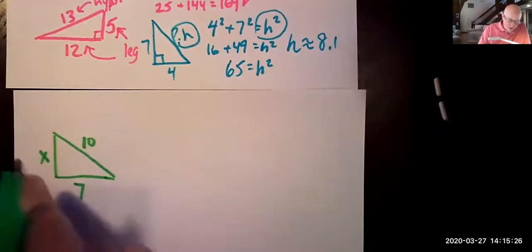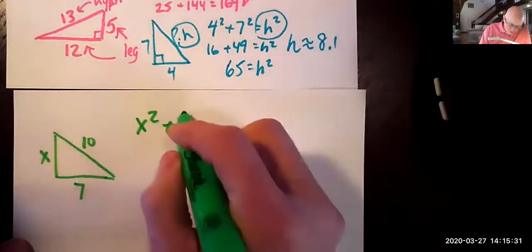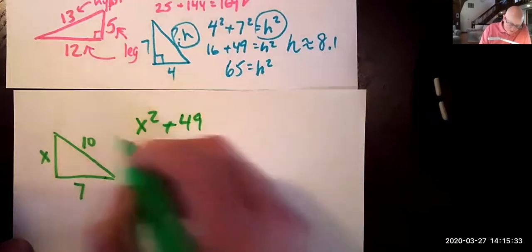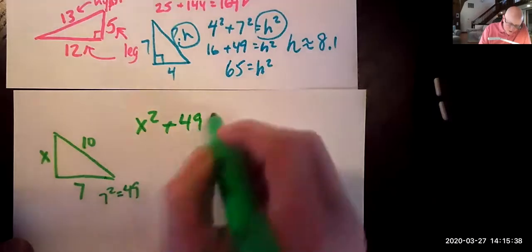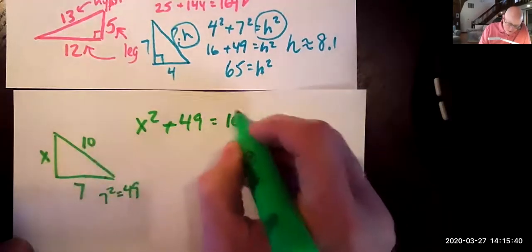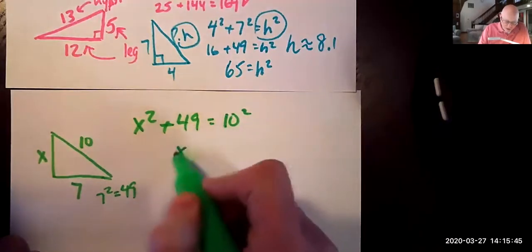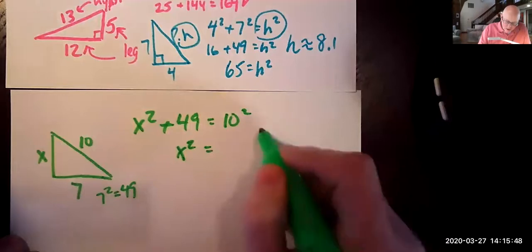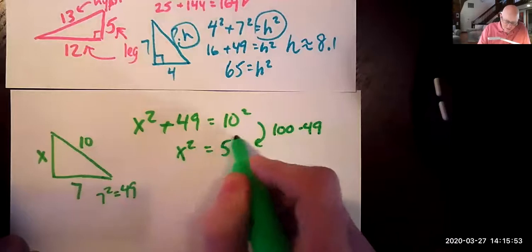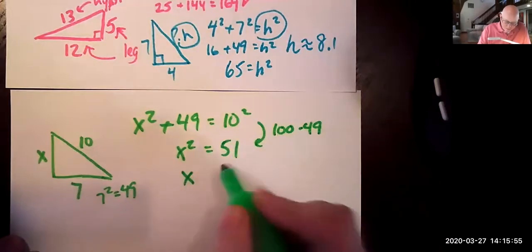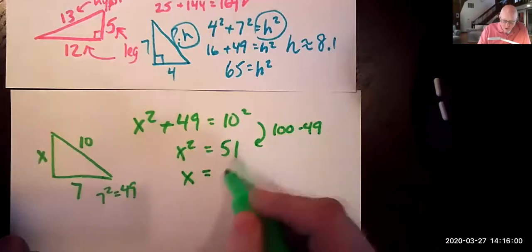So we're going to take x squared plus 7 squared, which is 49. 7 squared equals 49. Equals 10 squared, or 100. We're going to subtract 49 from 100. We're going to get x squared equals 100 minus 49. It's going to be 51. And therefore, x has to be equal to something close to the square root of 51.